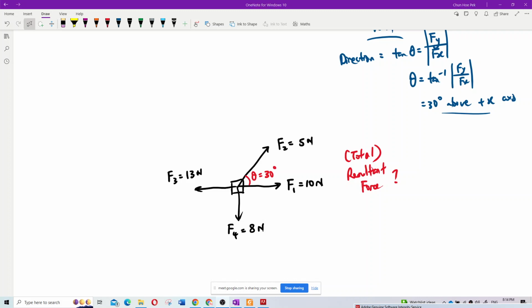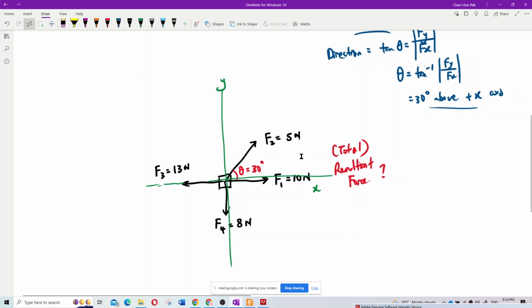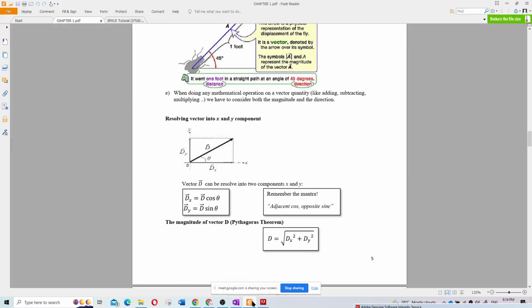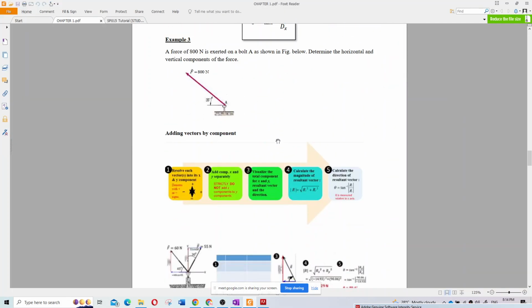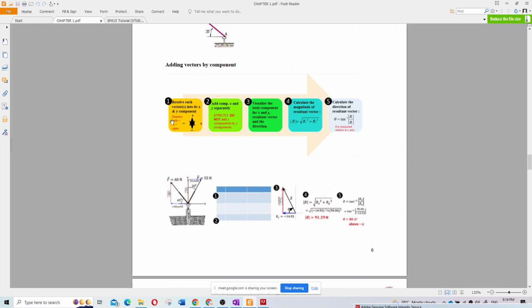So let me see. Okay, everyone, let us continue, class. So okay, how to find the resultant force? We put the x-axis and y-axis. This is the axis, x-axis, y-axis. Do you know how to find the resultant force? Okay, look at the notes.